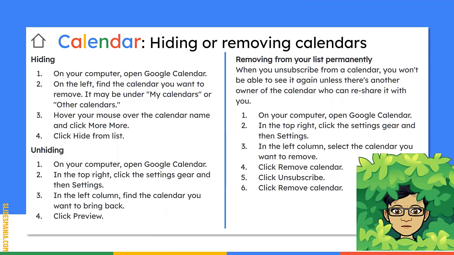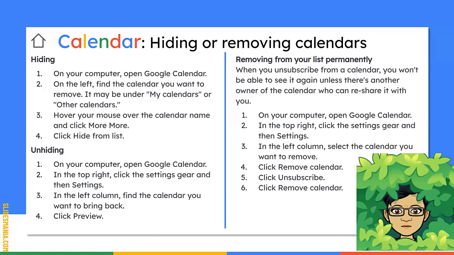Now, removing them from the list is way more permanent. Because if you remove it, if you unsubscribe, then the only way that you're going to get back in is if someone who owns that calendar lets you back in. So it says permanently, but I'm going to call it semi-permanent because the thing that I'll show you in a little bit is truly permanent.